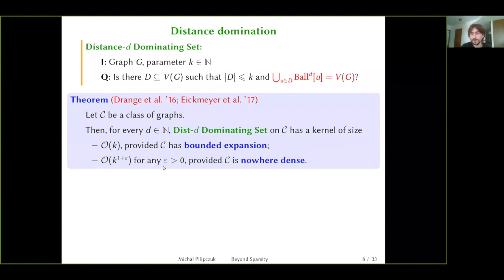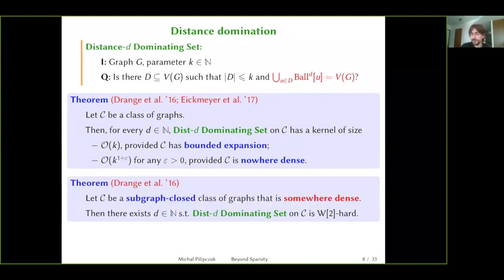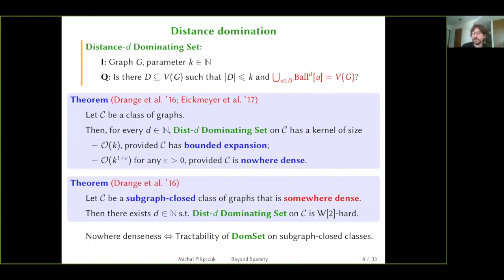This is very nice. This very nicely explains the parameterized complexity of distance domination on sparse classes. And actually, this is tight. Whenever you have a subgraph closed class that is not lower dense, in the sense that it is somewhere dense, then distance dominating set on this class is already W2 hard. So this means that nowhere denseness is exactly the limit of tractability of dominating set, at least on subgraph closed classes. Below it, I even have an almost linear kernel. Above it, I am W2 hard.